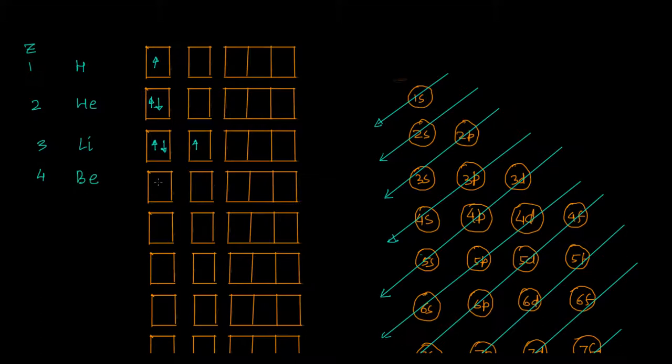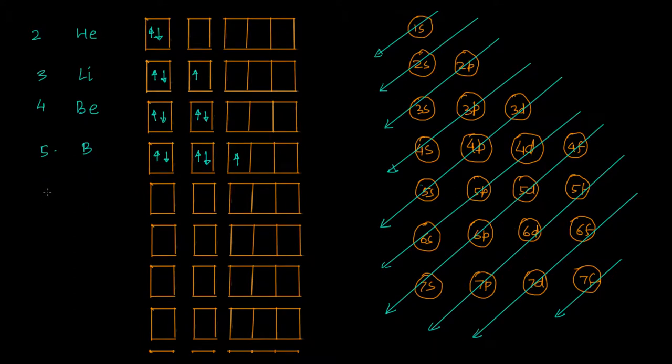Beryllium. This is all over 1s. This is 2s. This is 2p. So the next will go to here only. There'll be a pairing. Fifth, boron, there's an up. Sixth is carbon.